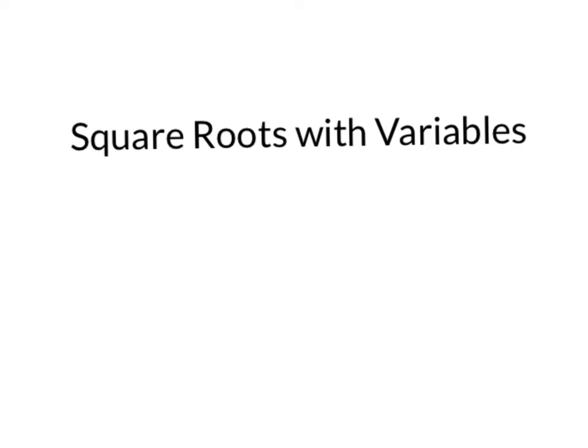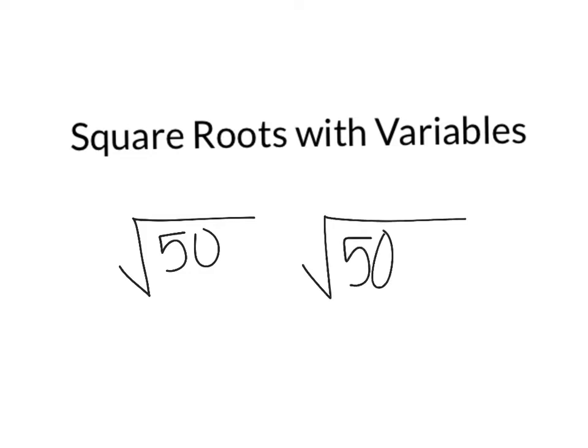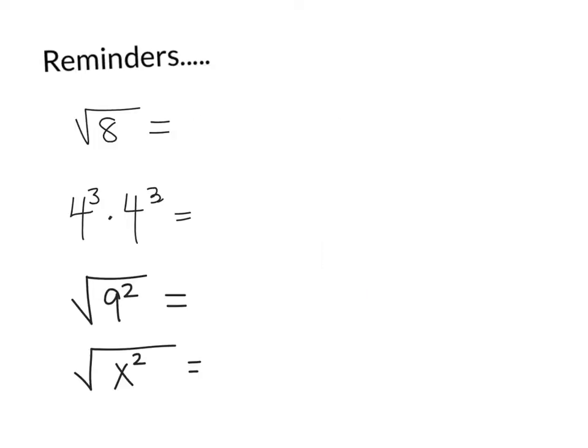Right, hey guys, today we are going to learn how to simplify radicals that have variables in them. So we already learned how to simplify something like this. Today we're going to learn how to simplify it if it has a number and if it has a variable in it. All right, so some quick reminders before we get going.